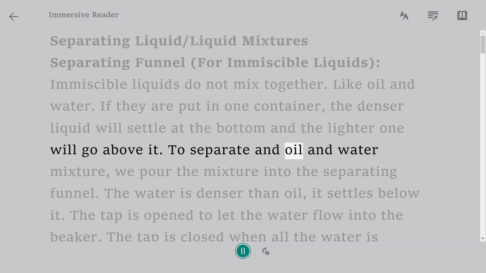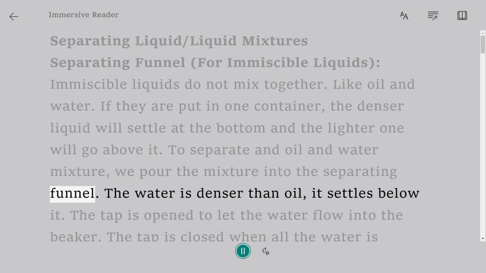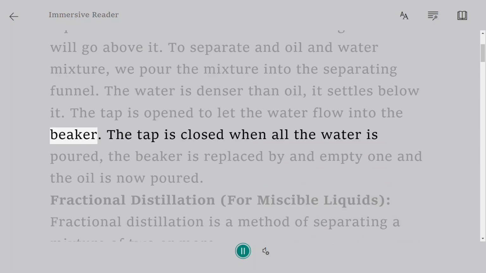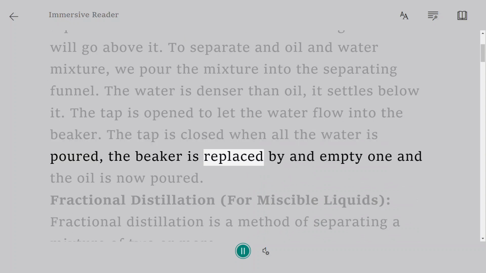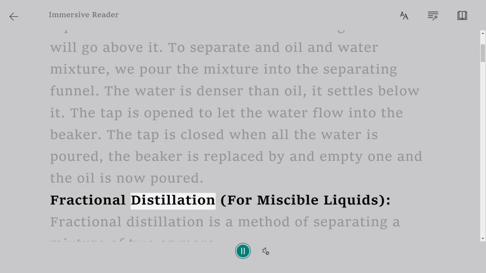To separate an oil and water mixture, we pour the mixture into the separating funnel. The water is denser than oil, so it settles below it. The tap is opened to let the water flow into the beaker. The tap is closed when all the water is poured, the beaker is replaced by an empty one, and the oil is now poured.